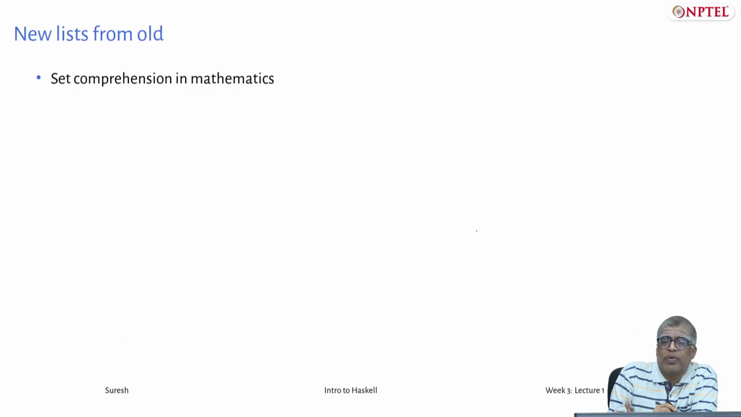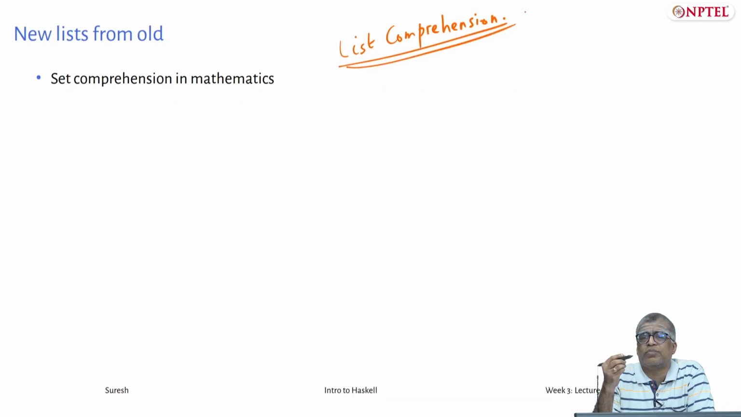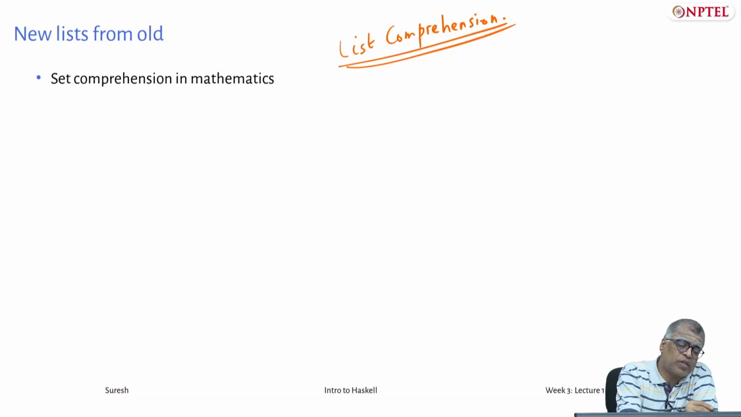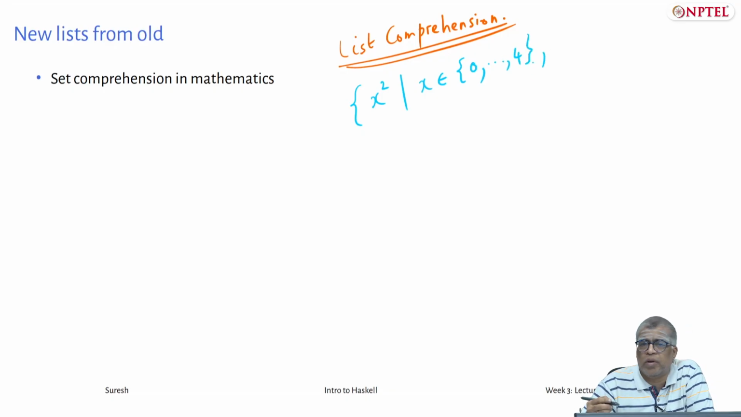Here is another perhaps even more useful notation, which is called list comprehension. And this is also something very familiar from high school mathematics. You would say something like x squared such that x belongs to the set 0 dot dot 4, and maybe, I don't know, you want to say x is less than or equal to 10. These are the kinds of things that you would write, right?